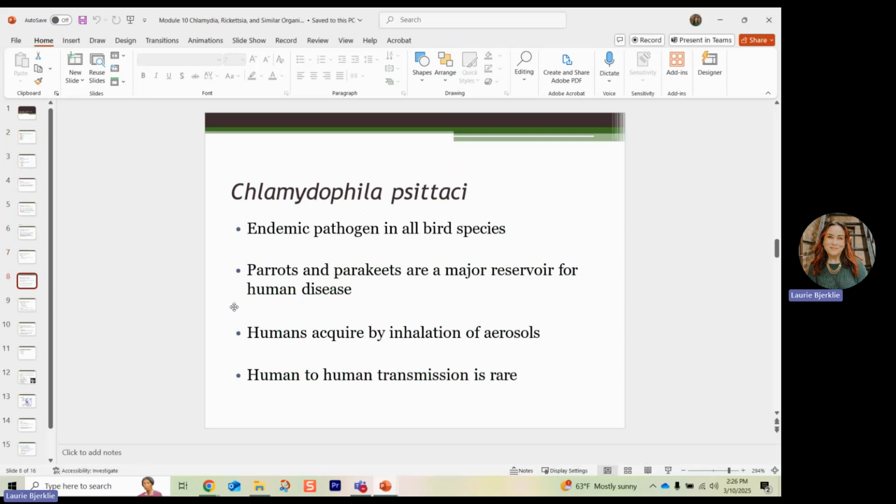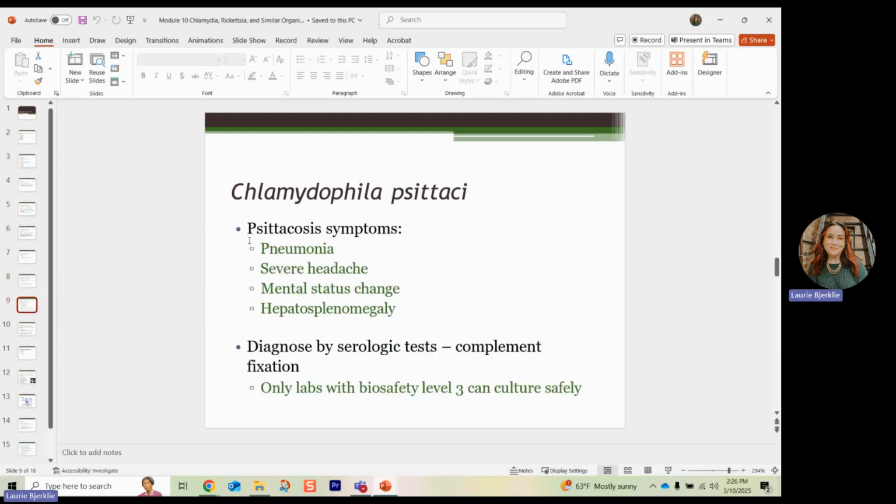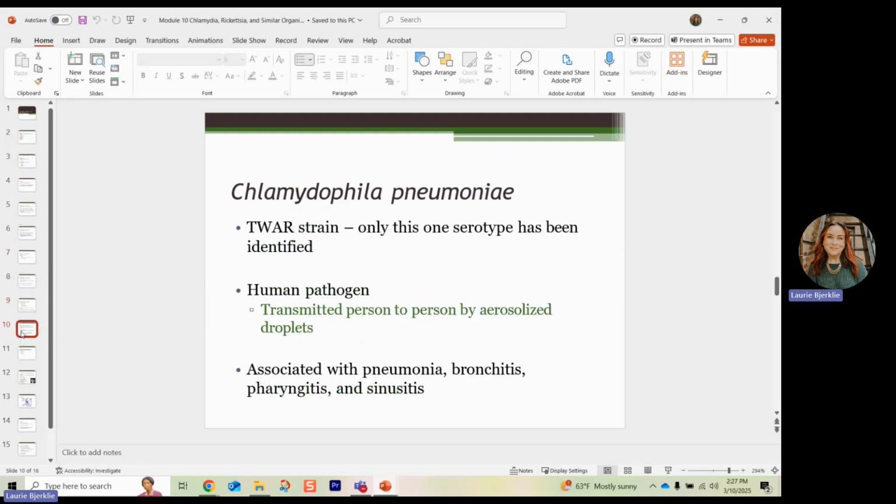Chlamydophila psittaci, this is a huge one in bird species. Parrots and parakeets are especially known to carry this. You can get it by inhaling aerosols, or touching anything like those bird droppings, or handling those birds. The symptoms here are pneumonia, headache, mental status change, and enlargement of your liver and spleen, hepatosplenomegaly, all going along with what we call psittacosis, which is an infection by this organism. Again, diagnosing it by serologic tests, so antibody, antigen kind of stuff.